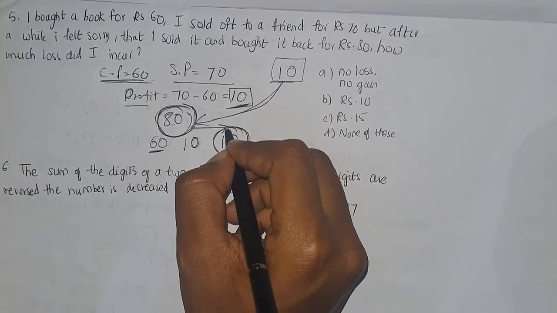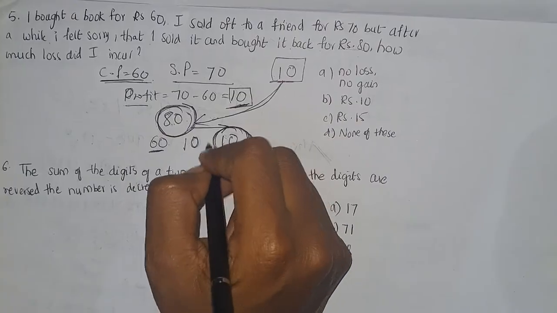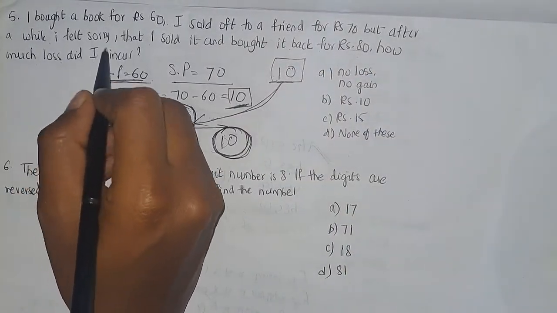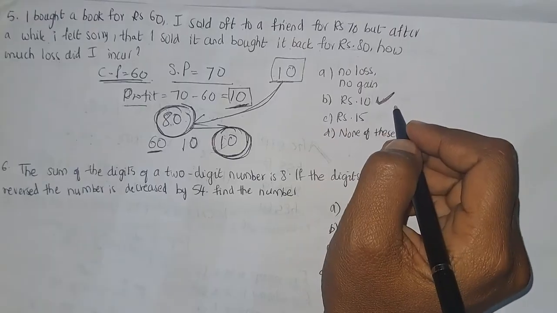So you have to pay this money extra, but you don't have that. That means this is your loss. How many rupees? 10 rupees is your loss. How much loss did I incur? That means 10 rupees. So rupees 10 is your answer.